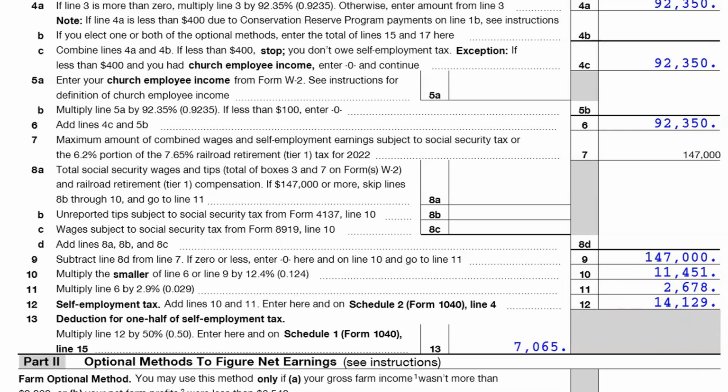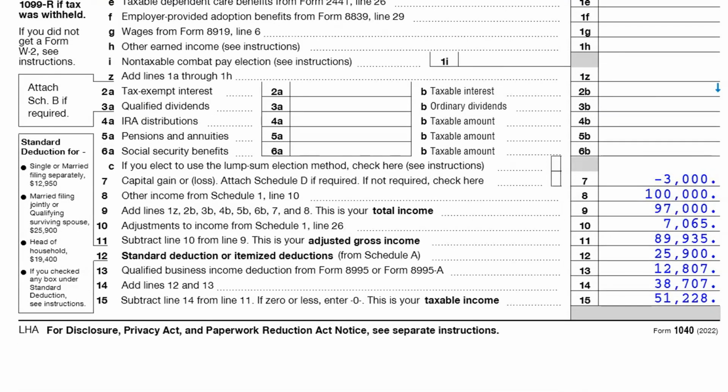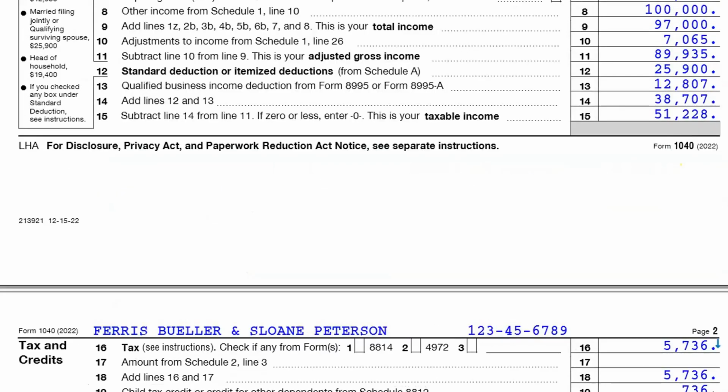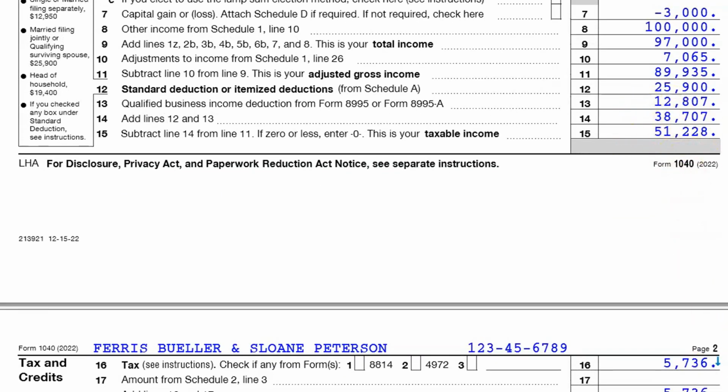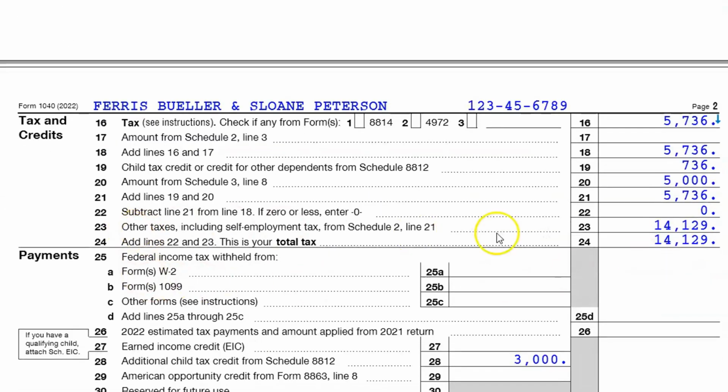So if we go back to his tax return here, on page 1, here's that $100,000. Then we go to page 2, and you can see the tax on his income, after deductions and everything, is $5,000. But look at this, other taxes, self-employment tax, $14,000. So you've got to add that back in. So he's got to pay tax on this. So that's how the current situation is, right?